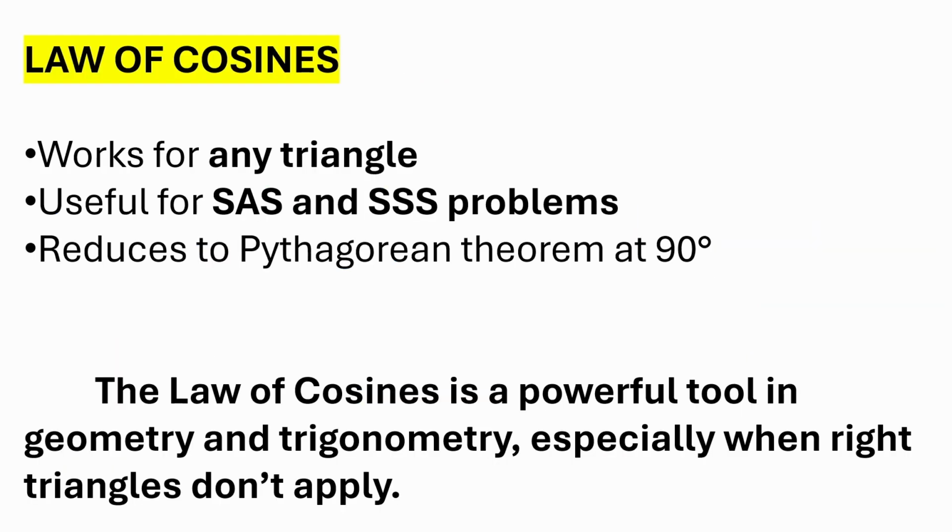So now let's summarize the law of cosines. It works for any triangle. It is useful for SAS and SSS problems. It reduces to the Pythagorean theorem at 90 degrees.